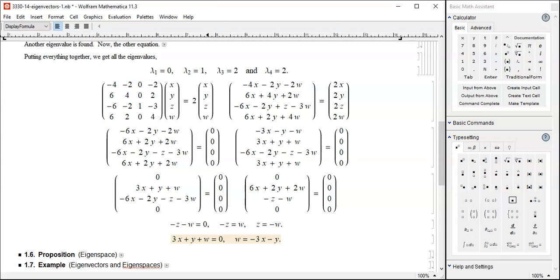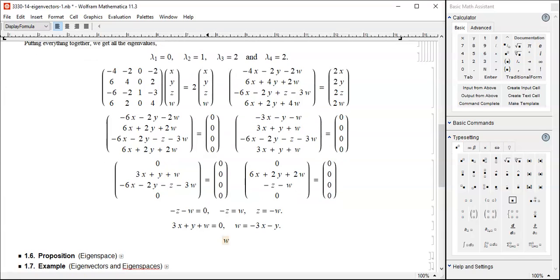Okay, all right. I need 2 characters. Looks like x and y will do the job. So w is negative 3x minus y. z is equal to negative w, so it's 3x plus y. Does it make sense? So this is what I got from the third line.